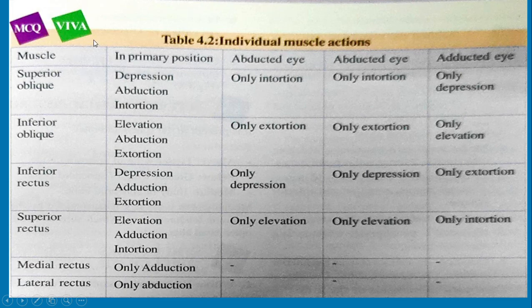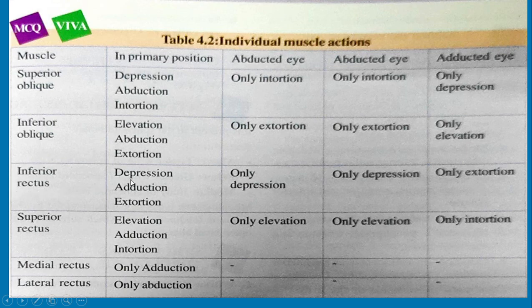These are the actions. The superior oblique in primary position: depression, abduction, intorsion. In an abducted eye, only intorsion. In the adducted eye, only depression. Inferior oblique muscle: elevation, abduction, extorsion. Abducted eye, only extorsion. Adducted eye, only elevation.